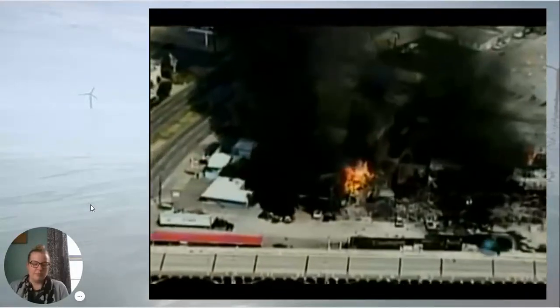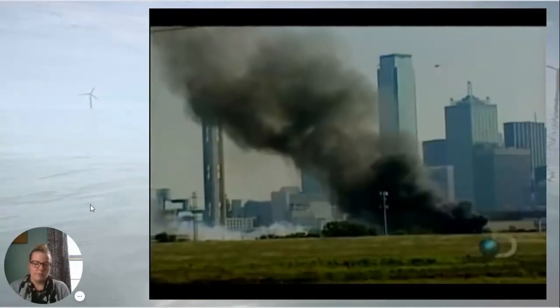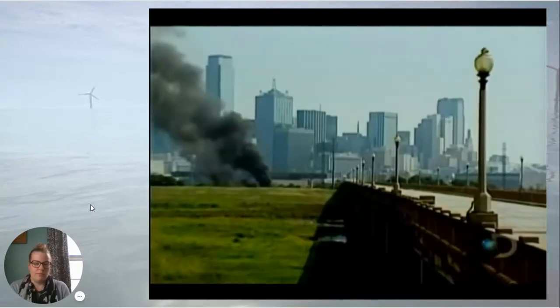This situation, combined with being a stone's throw from downtown Dallas, has all the ingredients for what could become a major disaster.